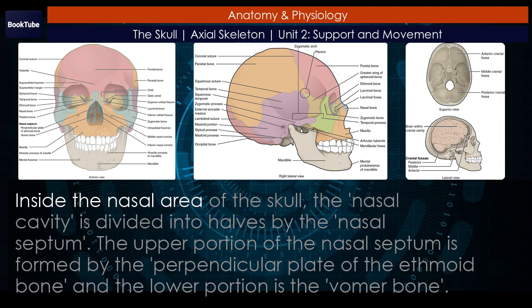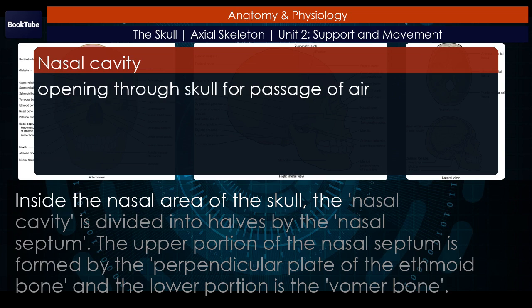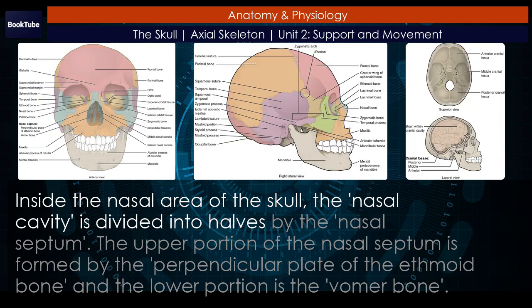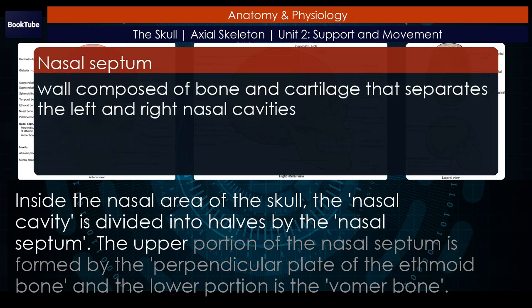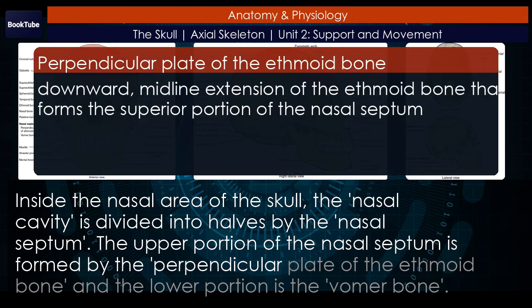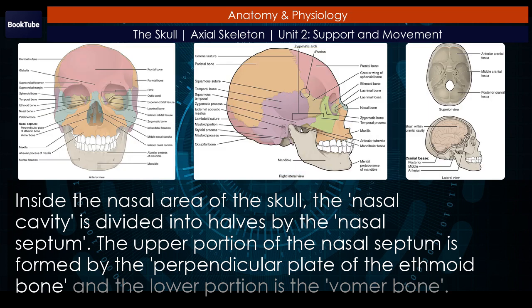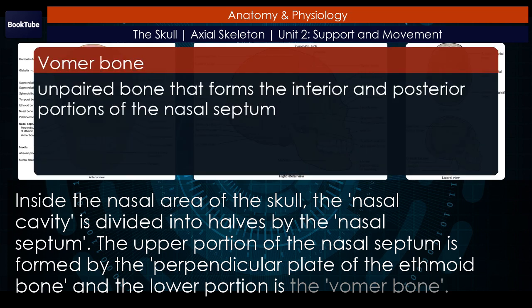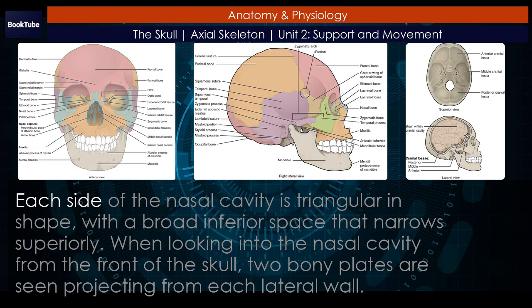Inside the nasal area of the skull, the nasal cavity is divided into halves by the nasal septum. The upper portion of the nasal septum is formed by the perpendicular plate of the ethmoid bone, and the lower portion is the vomer bone. Each side of the nasal cavity is triangular in shape, with a broad inferior space that narrows superiorly.